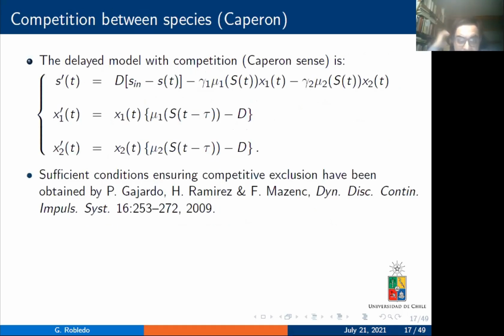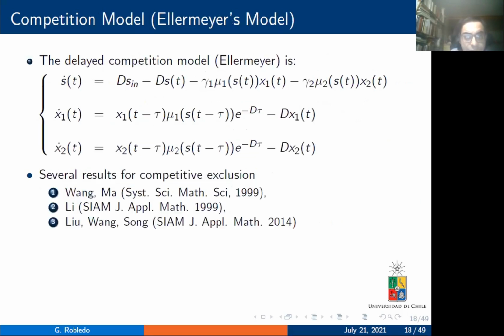We can consider the competition between two species for a nutrient by considering the Caperon idea for delay, and the competitive exclusion has been verified in this reference. But also, we can consider the competition between two species for a nutrient by using the Ellermeyer approach. And for the Ellermeyer case, there exist several references explaining how we can obtain the competitive exclusion.